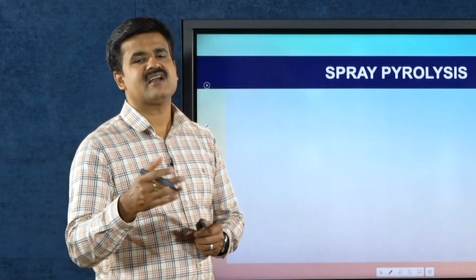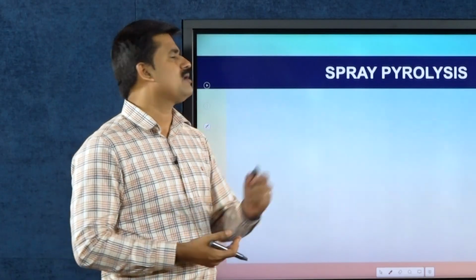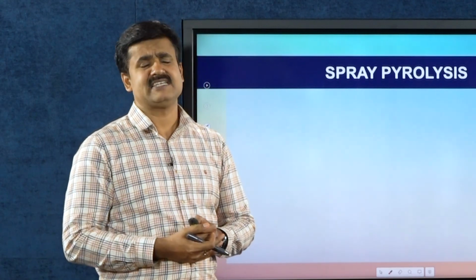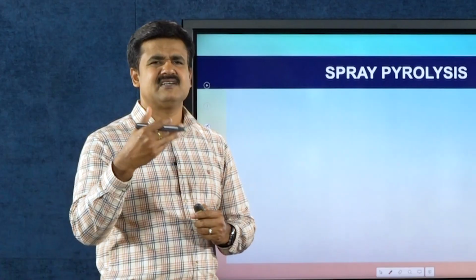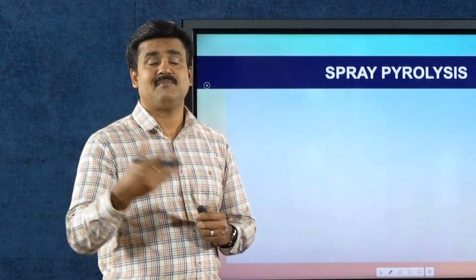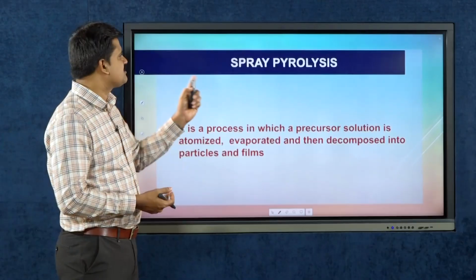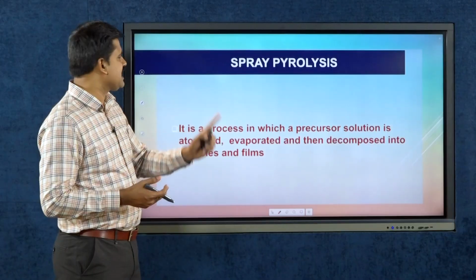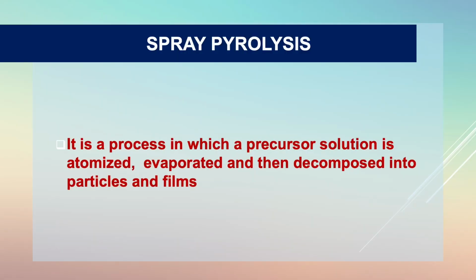Now, we are entering into another bottom-up method. This bottom-up method is called spray pyrolysis. We don't want much more detail of the spray pyrolysis procedure. I mention it only because of the significance of this method, since it comes under the category of the bottom-up approach. So, spray pyrolysis is a process in which a precursor solution is atomized.